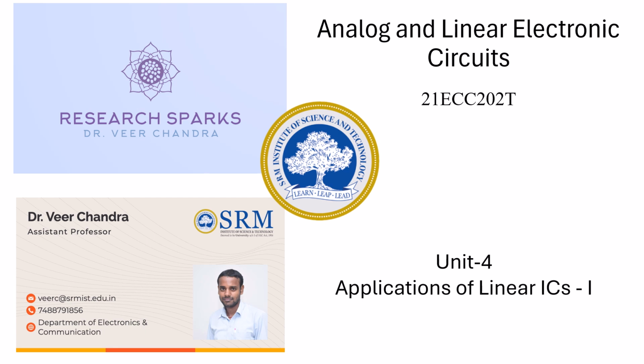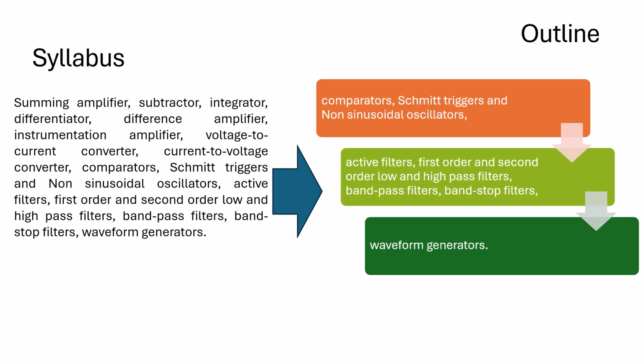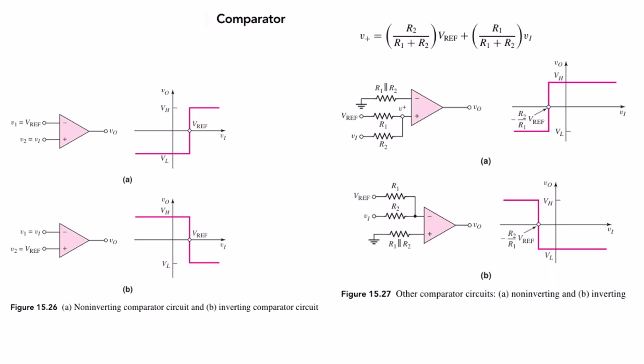This is the second and the last session of this fourth unit, that is the applications of linear ICs. So here is the outline of this session. Here we are going to talk about some more applications of the ICs, that is the operational amplifier particularly: comparators, Schmitt trigger, non-sinusoidal oscillators. Then we'll also see some filters: low pass, high pass, band pass and band reject. And then we'll see the waveform generators. So let's start. First, the comparator.